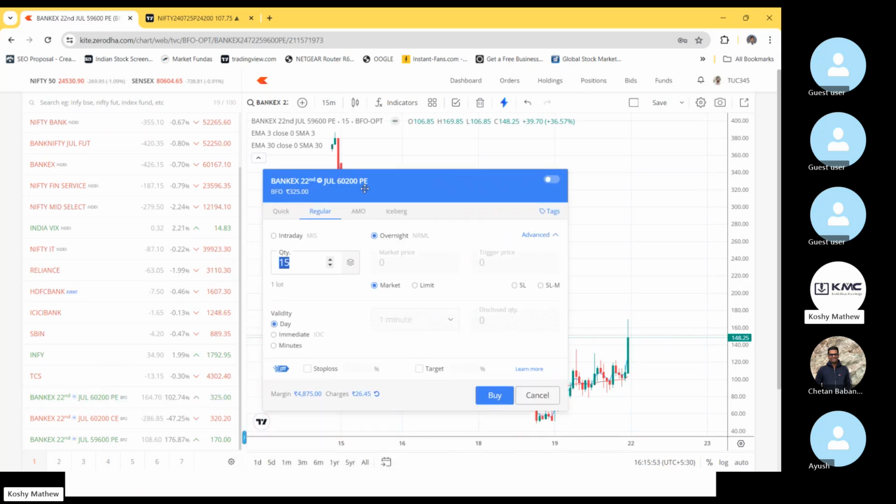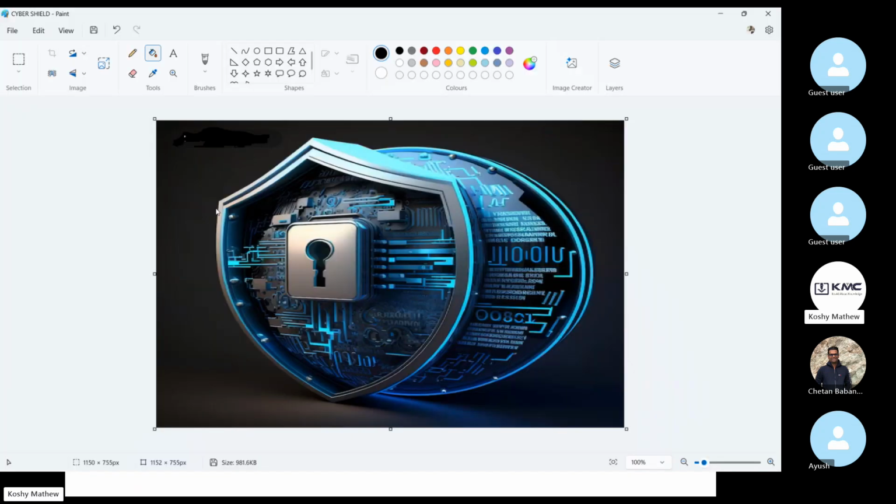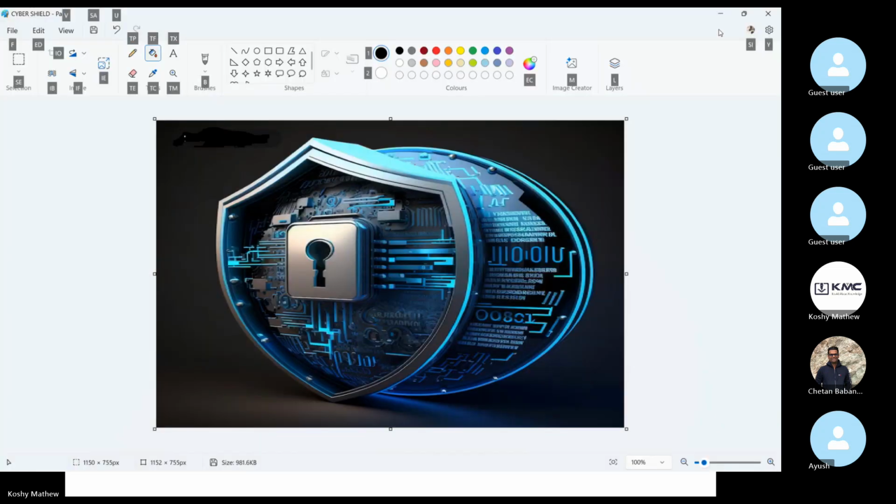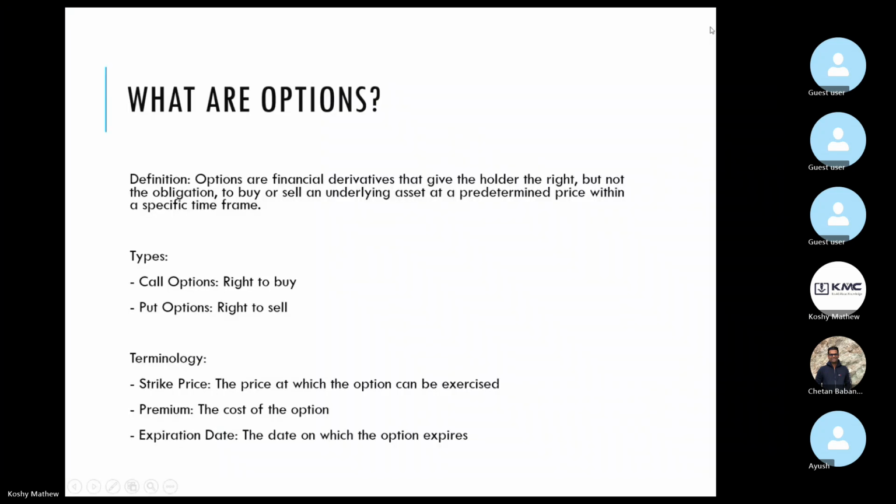Monday is a Bank X expiry. What strike? 60,200. P means put. The price is 325. That is a strike price, the price at which the option can be exercised. So whatever strike, for example in Nifty it is like 24,000, and what price it's showing for a call or a put, that is a strike price.